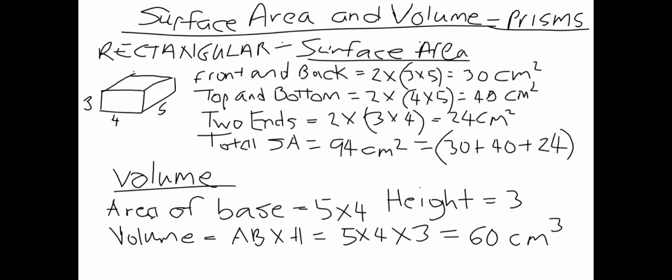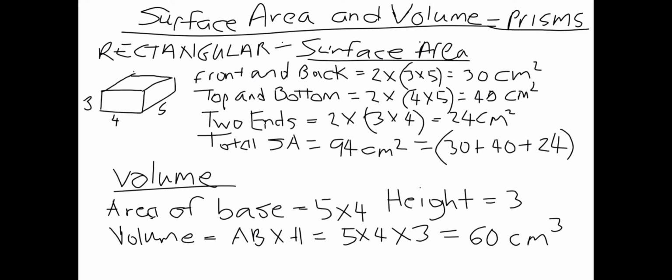So let's look at surface area and volume for prisms. The first prism we're going to look at is the rectangular prism. And the first thing we're going to find is the surface area. The purpose of surface area is for when you need a material to wrap something, or you just need to know the size of a box, and so on. In order to find the surface area, we're going to find each portion as if we were to divide up the front and the back, the top, bottom, and the two ends.